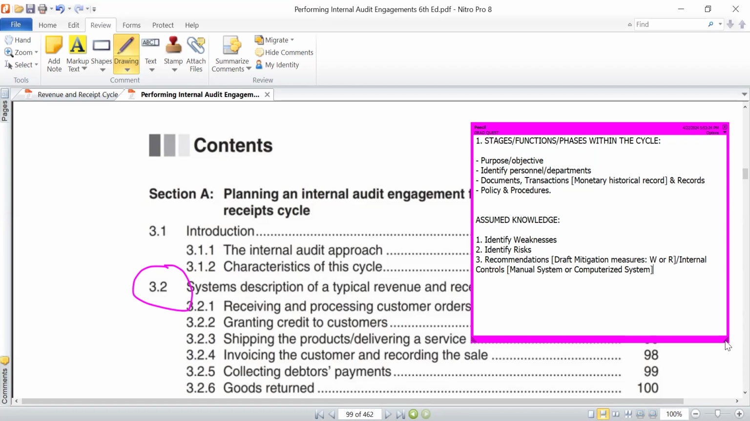For as long as we are able to identify what set of system they are using in their revenue and receipt cycle. Is it just simply manual based? Is the problem to do with their manual system, or is the problem particularly relating to the computerized environment itself, right? So it's very important, guys, because these are typical things you can be tested upon, right? So I just thought I should emphasize that.